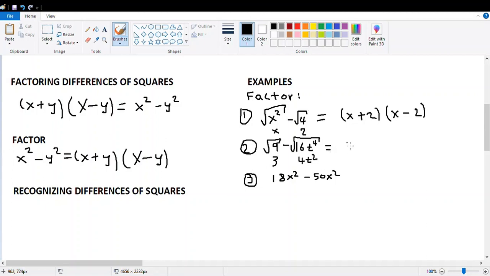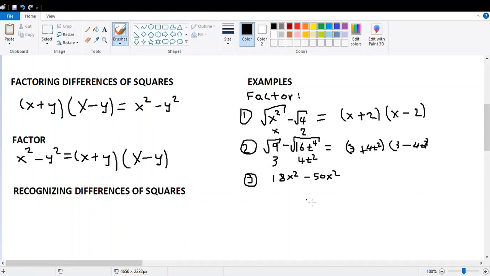Then remember, open and close two parentheses and put the square roots inside. Then 3 is the first one, and 4t squared is the second one. Then 3 and 4t squared. And remember, in one parenthesis is plus, in the other one is minus. It doesn't matter if you put minus in the first one and plus in the second one, it is exactly the same.